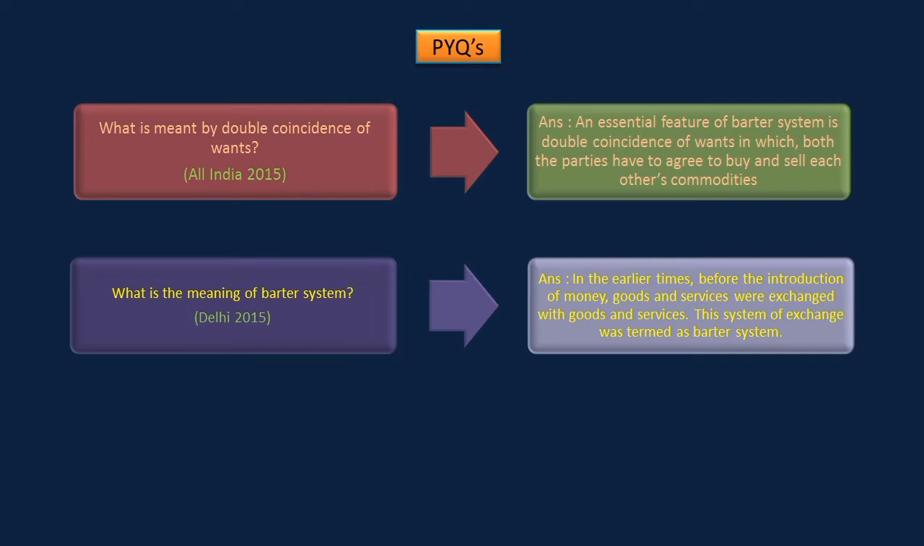So the meaning is the same, that the exchange of things is done with the things only. So the system of exchange was termed the barter system. The barter system has that feature called double coincidence of wants. So don't get confused between the two terms, double coincidence of wants and the barter system. The double coincidence of wants is just a feature of the barter system.